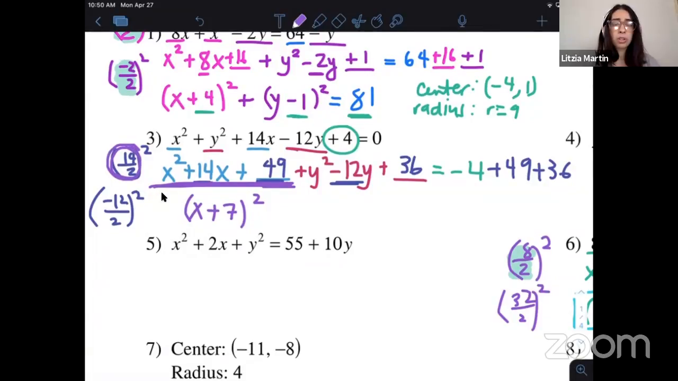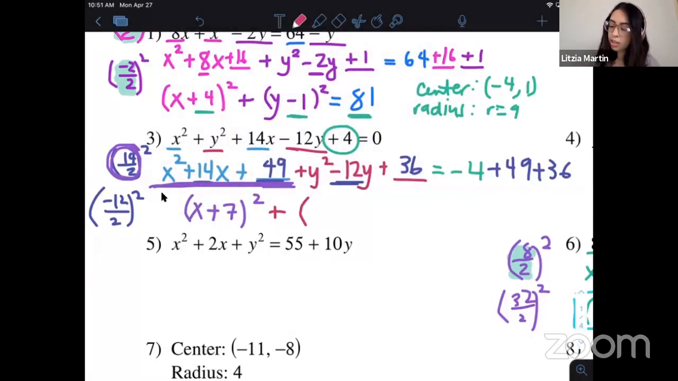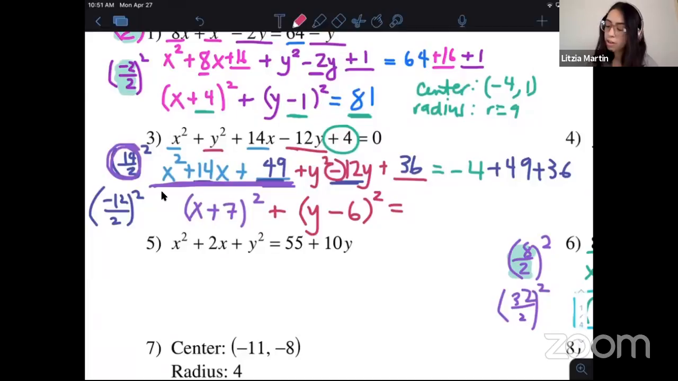We also practiced earlier on just kind of going back and forth between this form and that form, so we can see the patterns. So you can also think about however you made that connection before, it's the same connection here. And for y, we do the same thing. This is a minus, so it's going to be -6. And then on the other side, let's see what this is going to be. We have -4 plus 49 plus 36, so that's going to equal 81.